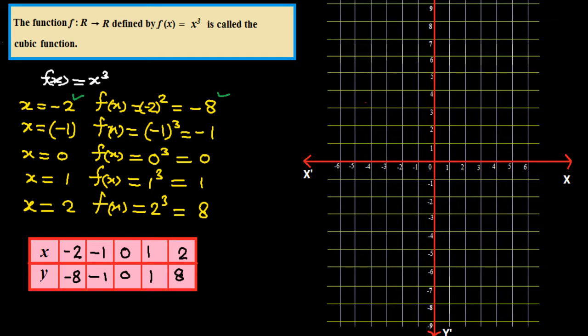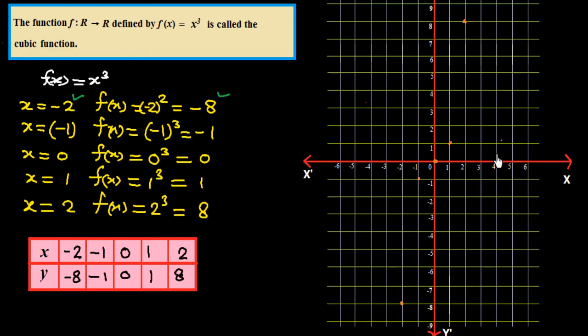You see here x is equal to minus 2 and y is equal to minus 8. So x is equal to minus 2 is here and minus 8 is here. So we get one point here. And if we have x is equal to minus 1 and y is equal to minus 1, we get one point here. If we have x is equal to 0, y is equal to 0, we will get the origin. Now x is equal to 1 and y is equal to 1, both are positive, so we put it here, and x is equal to 2 and y is equal to 8, we will get here.